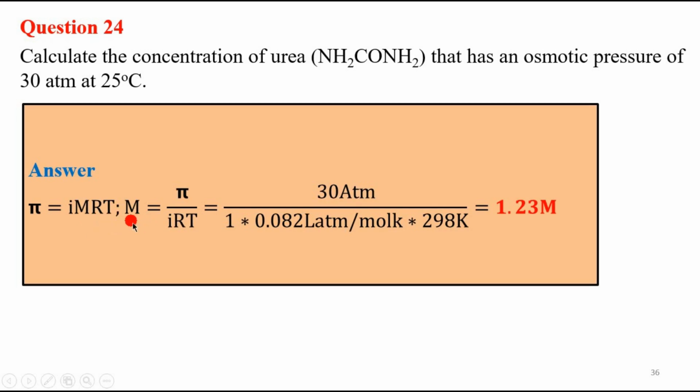Then M will be equal to the osmotic pressure divided by i times R times T. Here we place the value 30 atmospheres, which was given as the osmotic pressure. Then we replace the other values. This is the gas constant, and this is the temperature. The temperature should be in Kelvin. We have 25 degrees Celsius, so if you convert to Kelvin, we add 273, which gives 298 K. Then after replacing the values, you get 1.23 molar. That was one of the very easy questions, question 24.